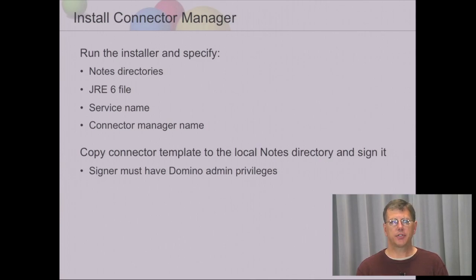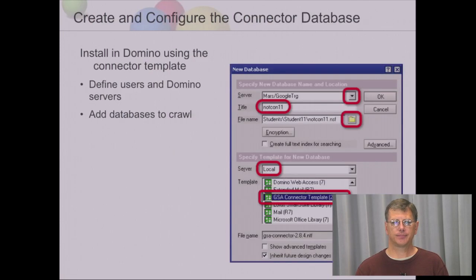We'll specify a service name for a Windows service. The connector manager starts as an Apache Tomcat application, runs as a Windows service in the background. And then we'll give the connector manager a name that will be added into the GSA, and we can install our connector into it. The connector template file will have to be signed so that it has permission to run in the Domino server.